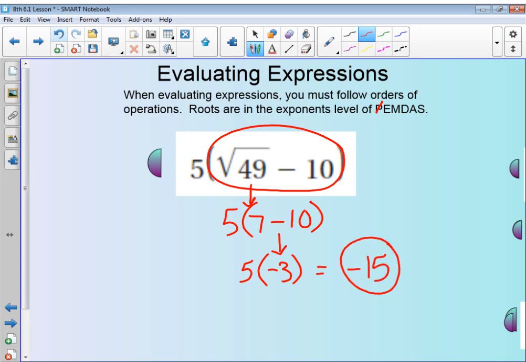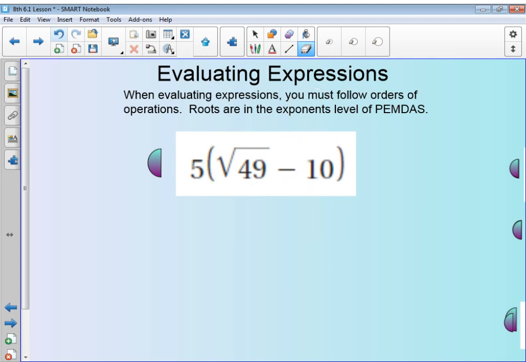Okay, you should have gotten negative 15 for this one, remembering to follow those orders of operation. This time I had a parenthesis, so because I had more than one thing, that's why I circled it. It's more visual for me. And then I thought of this square root of 49 minus 10 as like a separate problem, and then pieced it back in with that 5 that was on the outside. Okay, so that's working with some just basic ones.